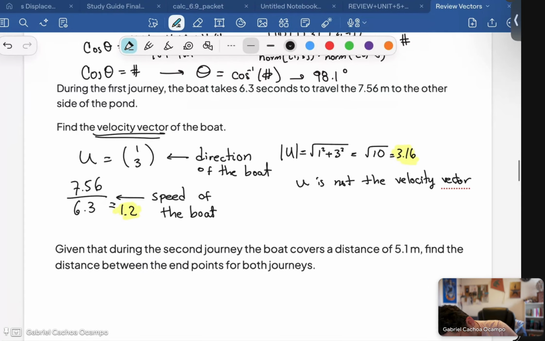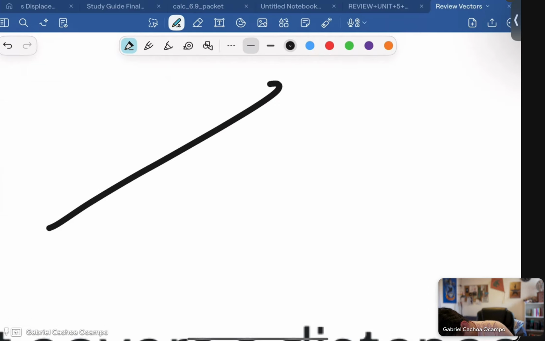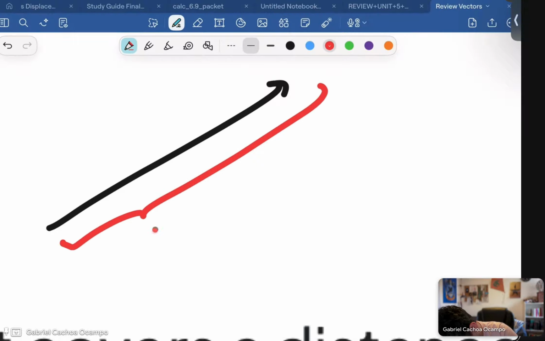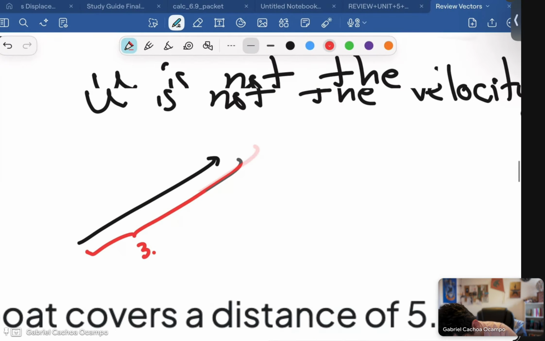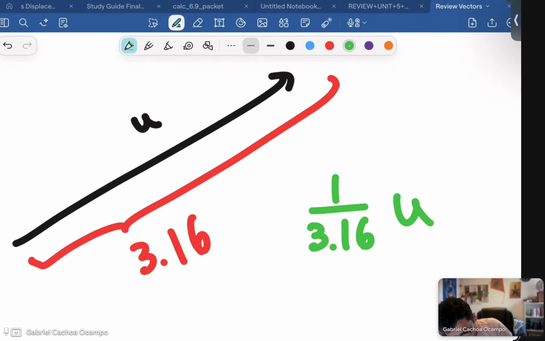Okay, it is not the velocity vector, but how do I turn it into the velocity vector? It's the same as we were discussing before, in a previous problem. If you have vector u, and vector u has a length of 3.16, then I can consider the vector 1 over 3.16 times u. This vector is going to have the same direction, but a length of 1.